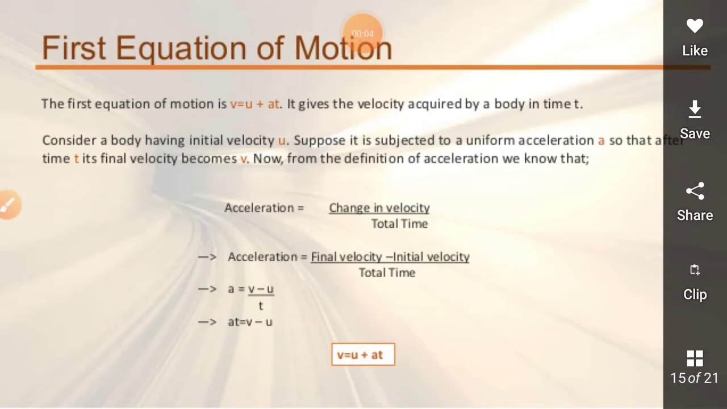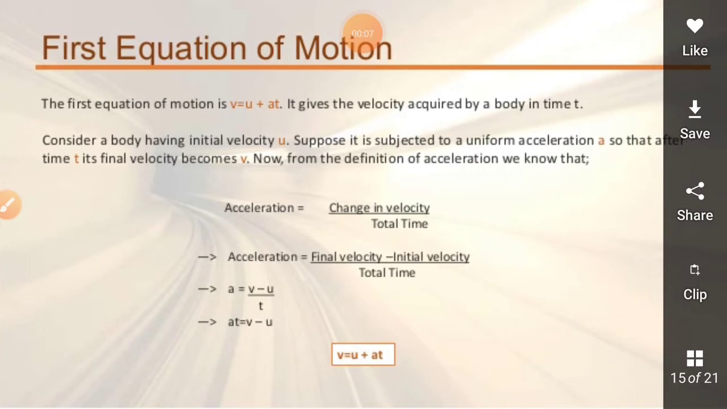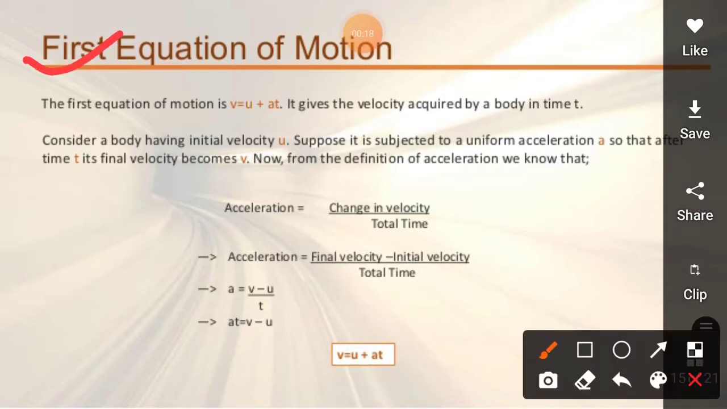In this video we are going to discuss equations of motion. We have three types of equations of motion: first equation of motion, second equation of motion, and third equation of motion. First we are going to discuss the first equation of motion. The first equation of motion is v = u + at. It gives the velocity acquired by a body in time t.